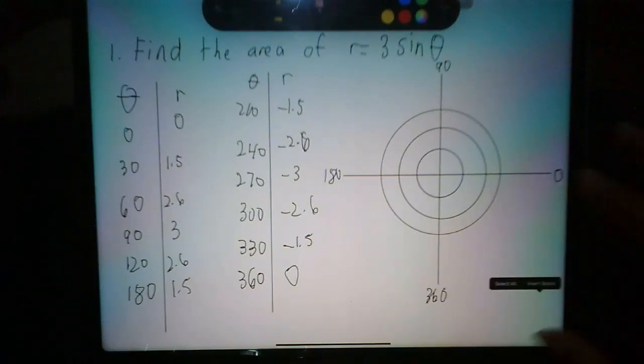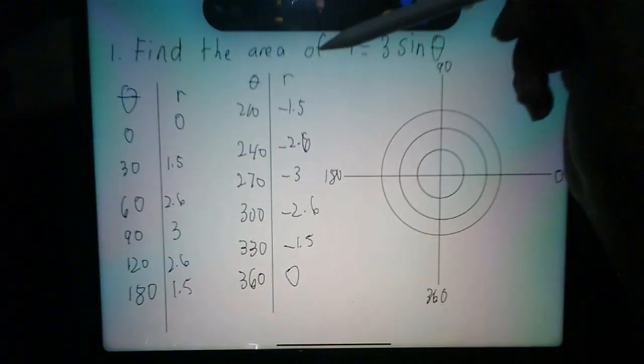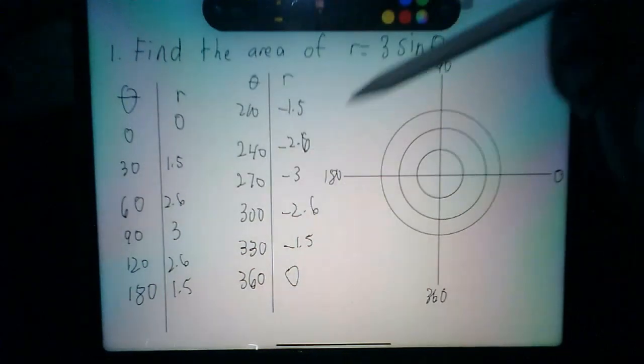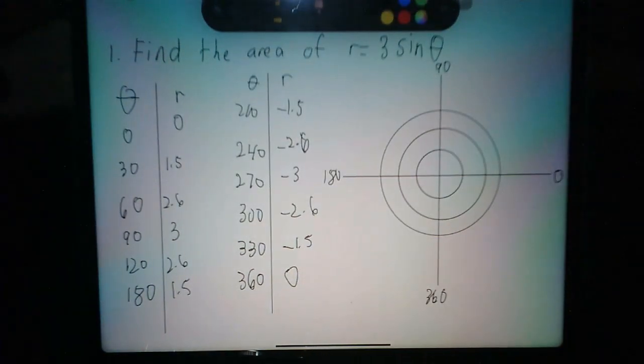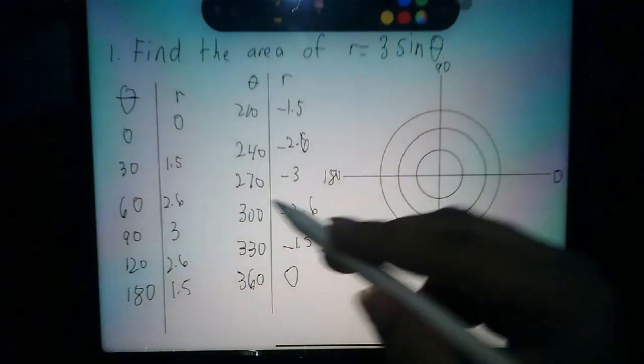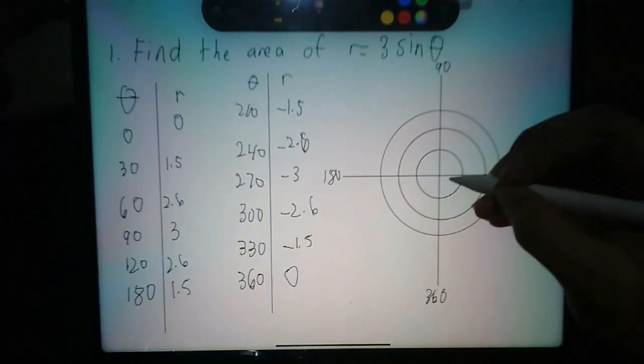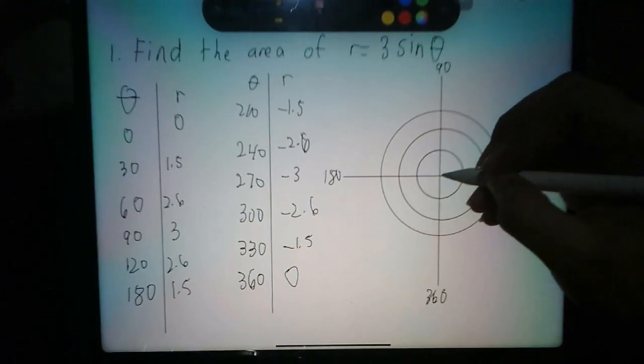By first putting the values of how to solve the r here, we need to put our calculator into degree mode, and later when we are about to integrate, we will put our calculator in radian mode. So let's start. If theta, the angle, is 0, r equals 0, this is our first point here.